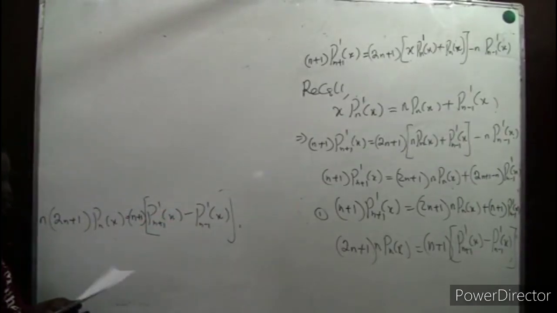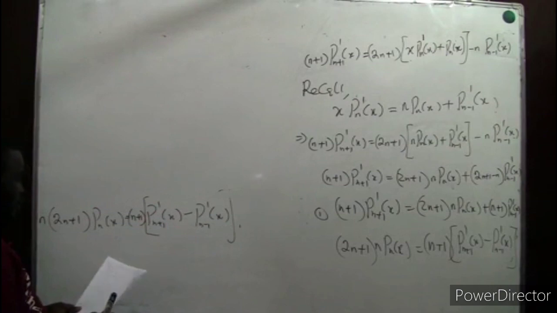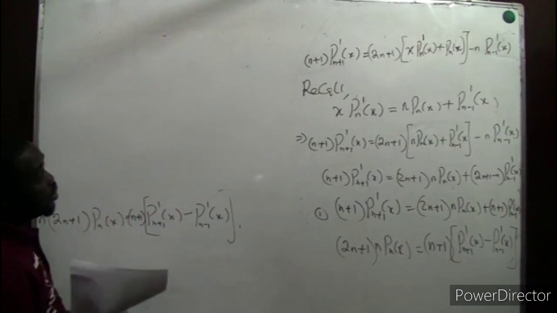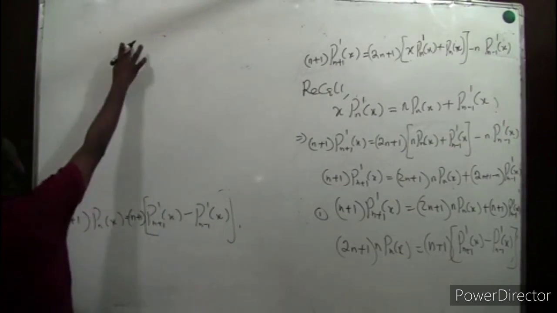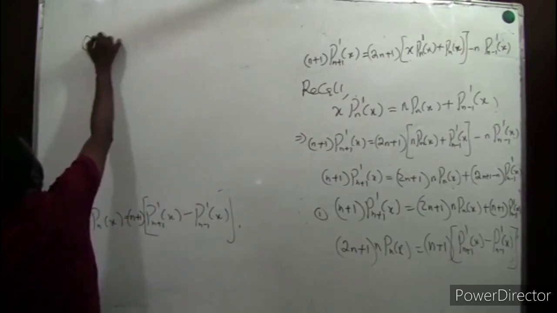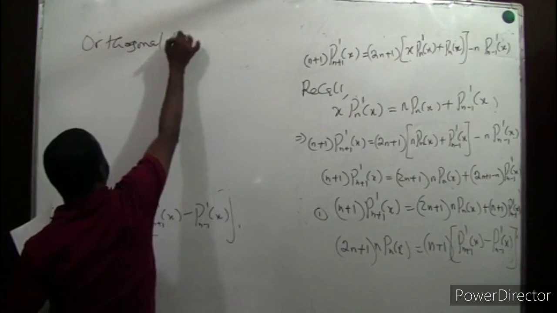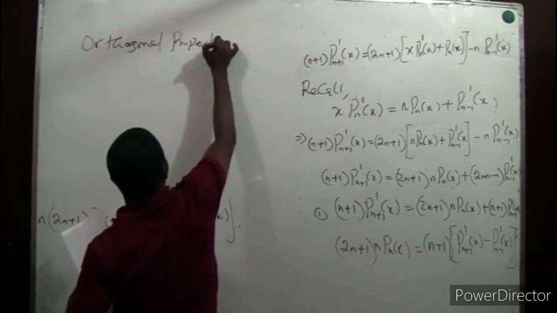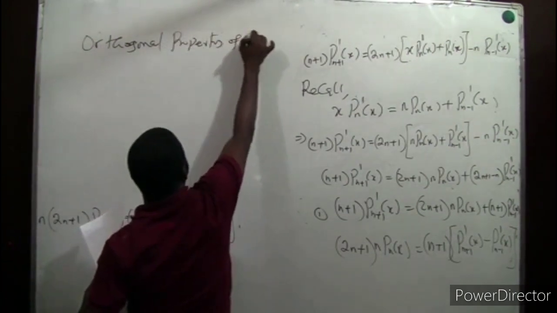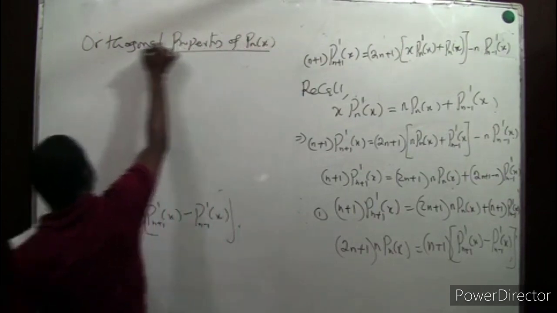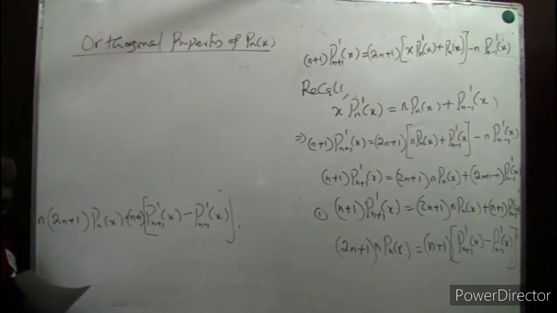Very good property of Legendre polynomial, and that's what we refer to as the orthogonality property of Pn of x.